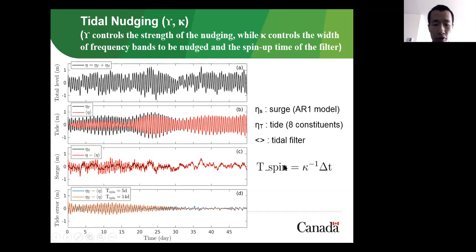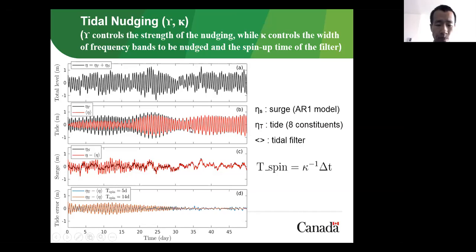For example, a smaller value of kappa corresponds to a large spin-up time, as well as a small width of frequency bands. So to illustrate this approach, we applied the tidal filter to a total water level record, composed of tides and surges, with the surges simulated by an AR1 model. And the total water level record is shown in panel A.